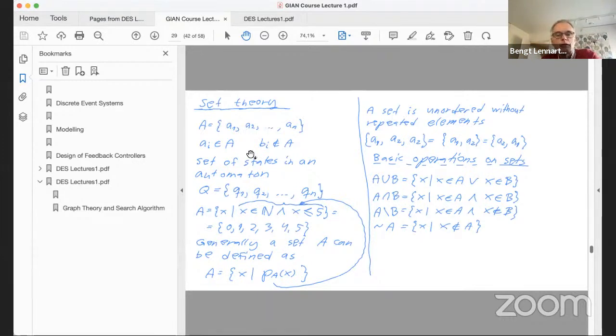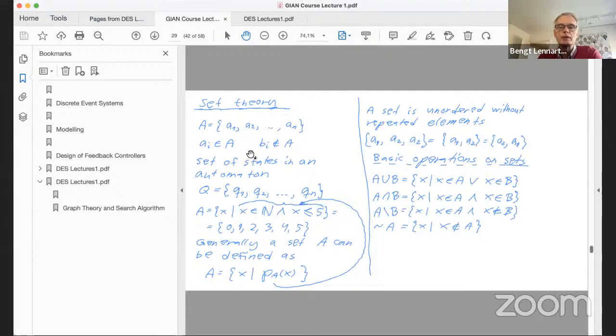Another interesting aspect of sets is that they are unordered and you don't include repeated elements. So for instance, the meaning of A1, A2, A2 is the same as A1, A2.